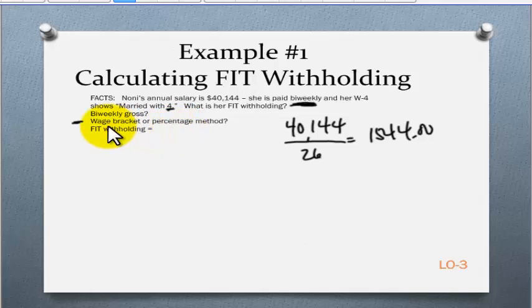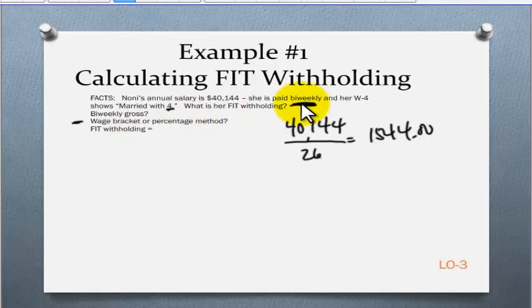Okay, so are we going to use the wage bracket or the percentage method? The wage bracket is the easiest, so what I would do is try to use the wage bracket every time, and then if the gross pay that you're looking for is not on the wage bracket, then you're going to look at the percentage method. Okay, so let's first look at our wage bracket.